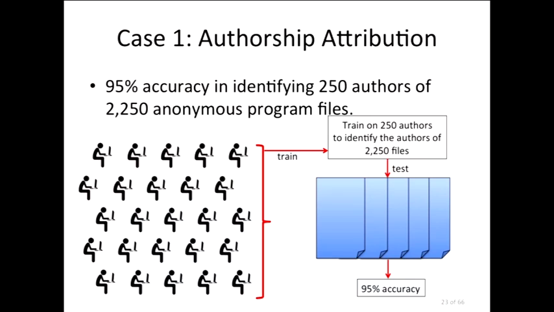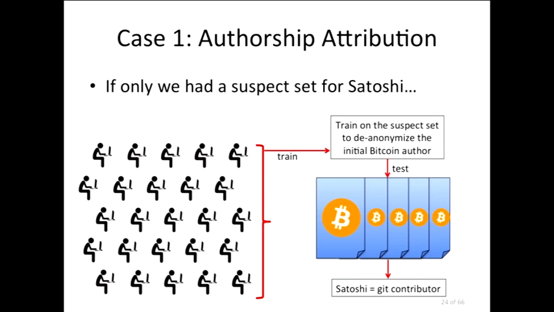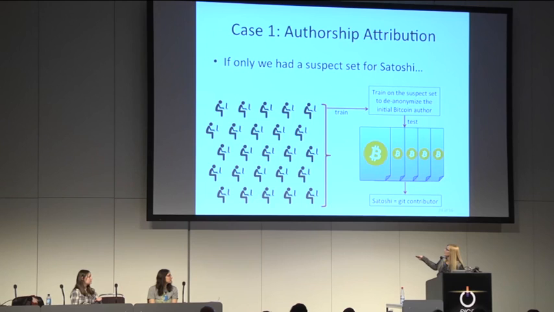And for this experimental setup, we took 250 authors, trained on their files, and we had 2,250 anonymous programming files. When we trained and tested, we got 95% accuracy in correctly identifying these more than 2,000 files. And if we had a suspect set for Satoshi, this would be the training part.